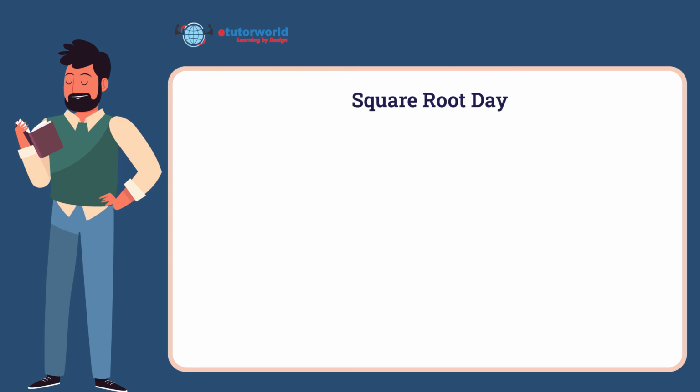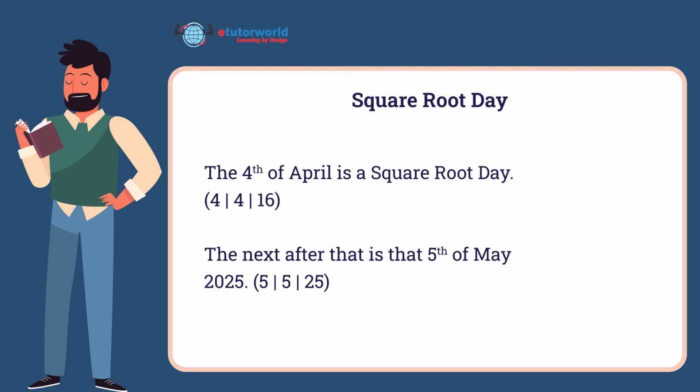Square root day. The 4th of April 2016 is a square root day. The next after that is the 5th of May 2025.